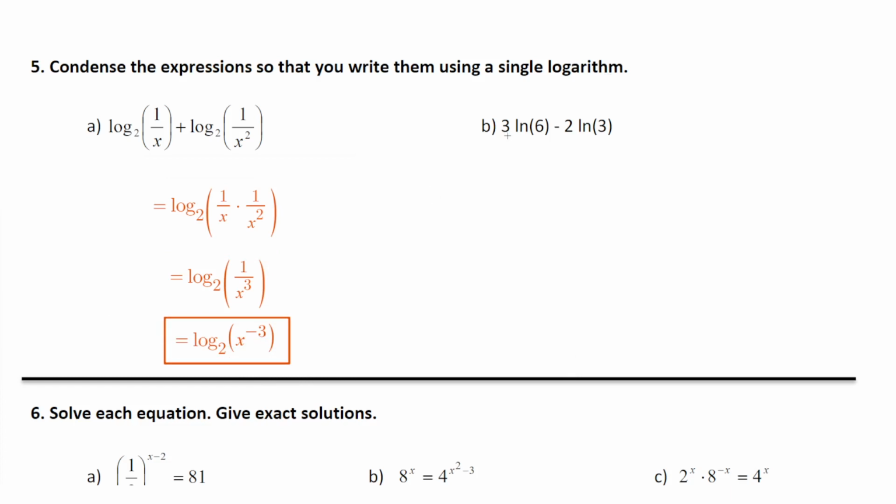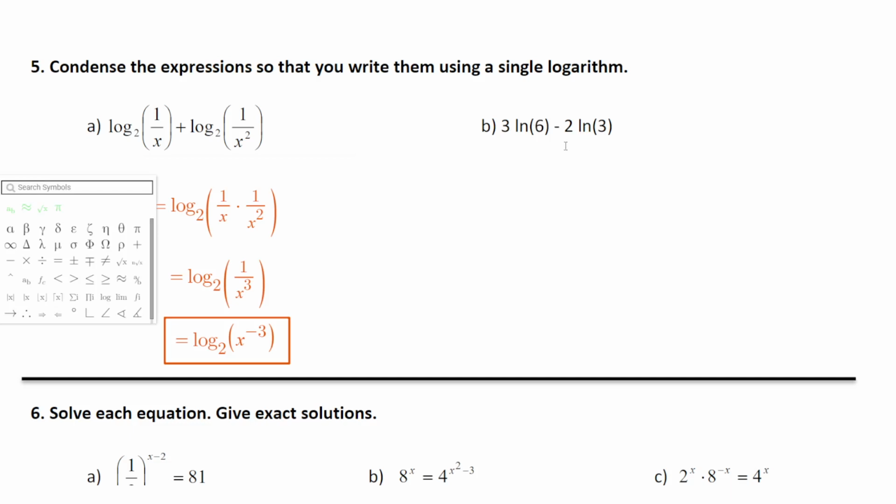B is kind of similar. We're going to use the properties once again. But this one we have to use two different properties. We're going to move these coefficients to be exponents of the argument of the logarithm using that power property. So first I'm going to rewrite this as natural log of 6 cubed minus natural log of 3 squared.